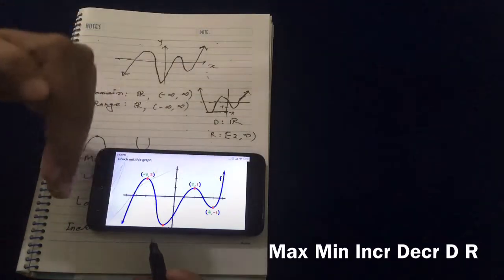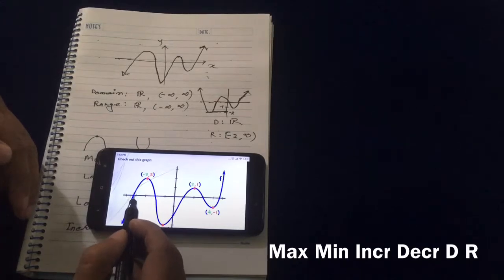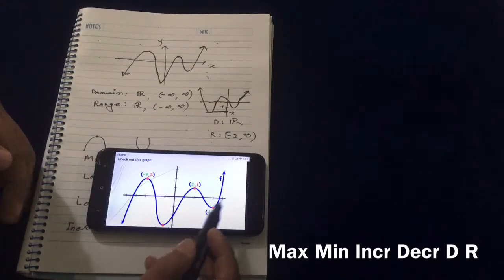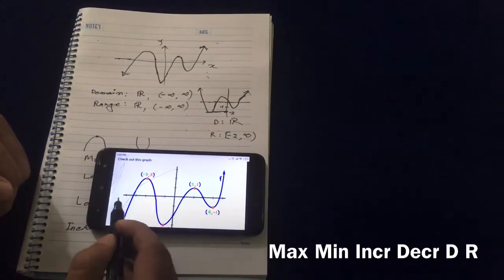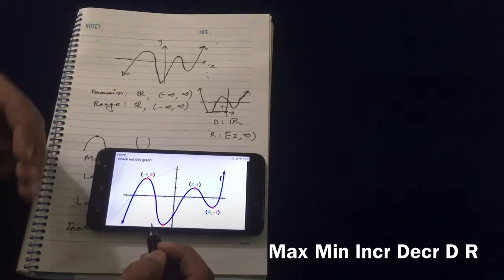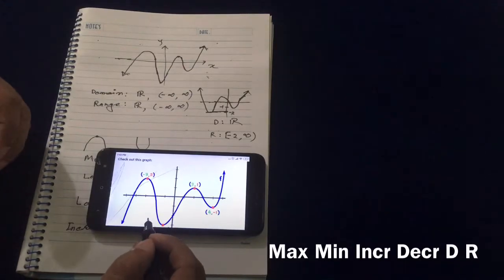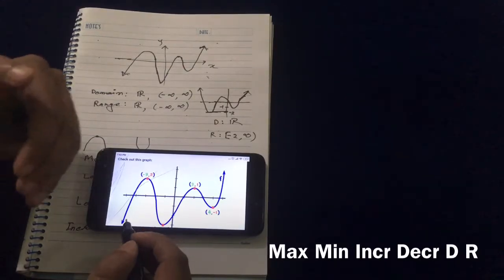Always, for all graphs, it will match. Why always from left side to right side? Because this is the minus side, and when you move this way, your x value increases. So we have to go along the x line in increasing order. There are other methods also, that is true. Okay, let's look at this.